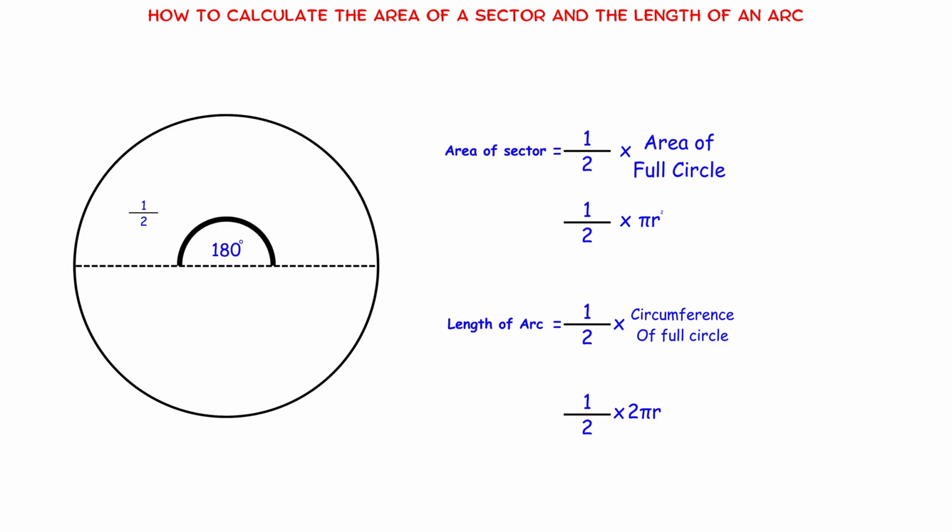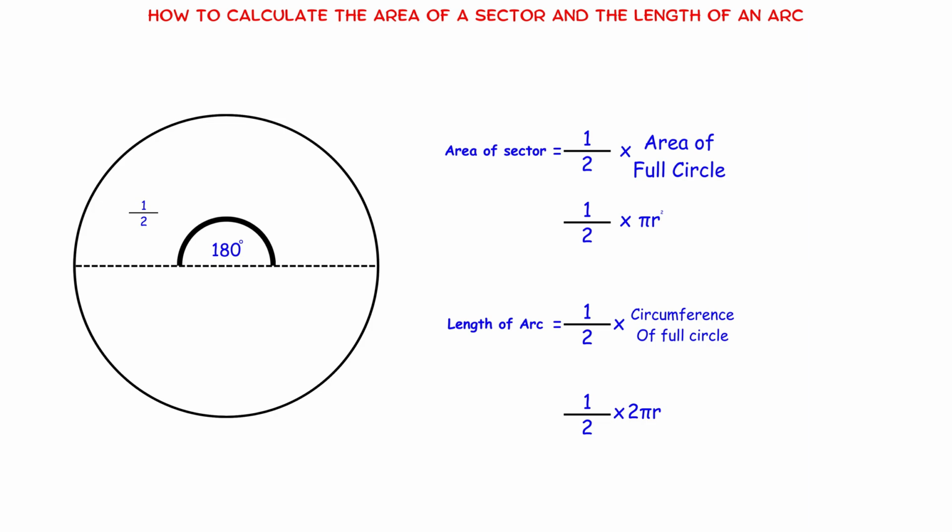For example, if our angle here was 90 degrees, then that would mean that our sector was 1/4 of the full circle, because remember, a whole circle is 360 degrees and 90 is 1/4 of 360. And so this means that the area of this sector would be 1/4 of the area of a full circle, and the length of the arc would be 1/4 times the circumference of the full circle.